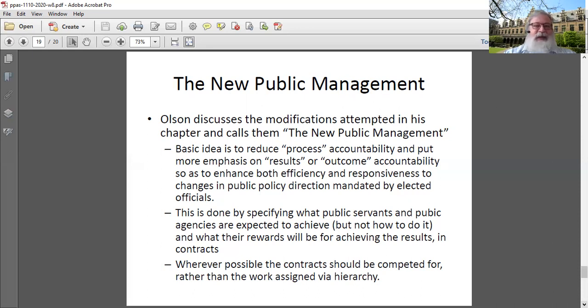And the way this is done under the new public management is by having the minister in charge, the elected official, specify what public servants and public agencies are expected to achieve, but then giving the senior public servants more latitude and freedom in deciding how to do it.